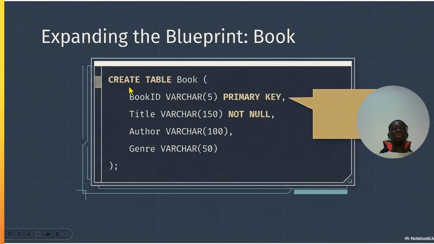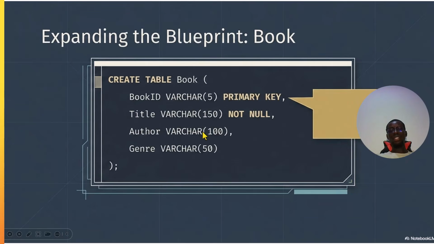And expanding the blueprint, so create table book. This is another table. So book ID, it shouldn't exceed 5, and we are going to use the book ID as the primary key. Then here we have the title, as in it shouldn't be NOT NULL. So you cannot tell me you have a book and then the book doesn't have a title. How do I even go search for the book? You get. So book ID is the primary key, and the title, which is a variable character, shouldn't exceed 150 variable characters, and it shouldn't be empty.